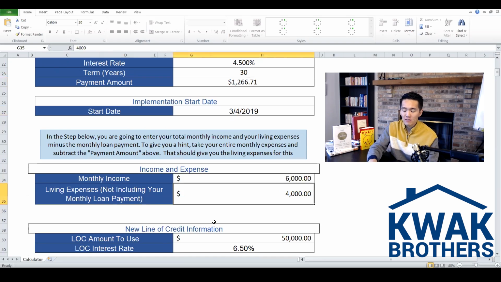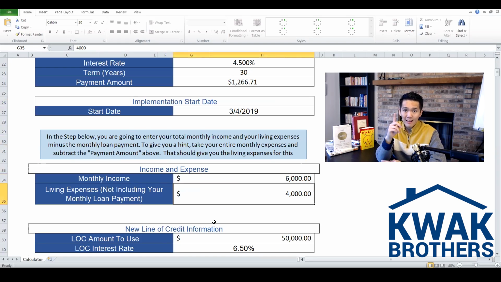I know some of you guys have been using this calculator and you've bunched up the living expenses and the loan payment amount, you guys are going to get a faulty number. So make sure you put living expenses minus your monthly loan payment. So if you're working off paying off your mortgage, you're going to deduct the mortgage amount from your living expenses and put that amount in that column right there.